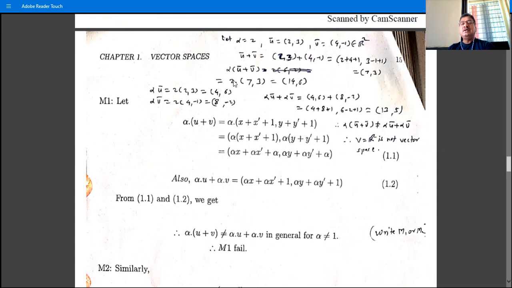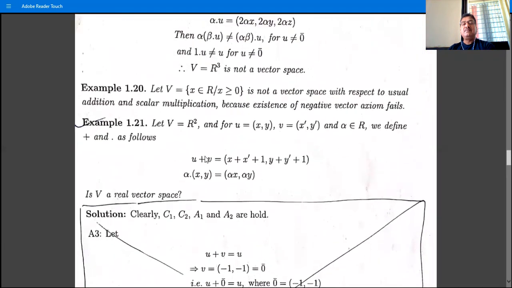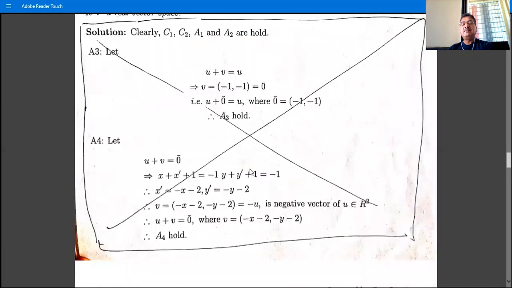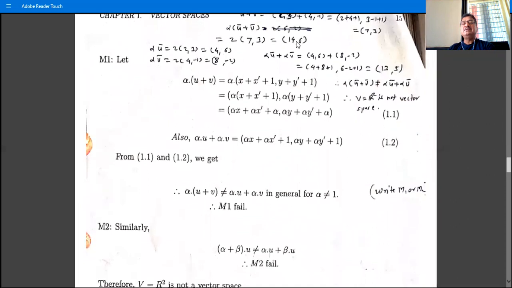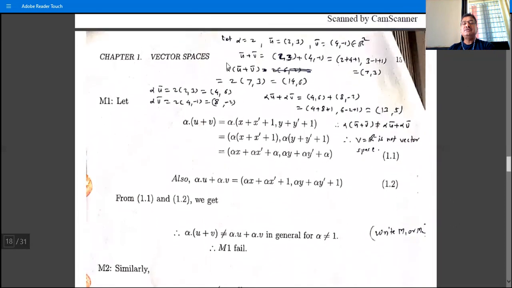And what is alpha into, in bracket, u bar plus v bar? It is 2 times (7, 3), which is (14, 6), because by using this definition, alpha times (x, y) is (alpha x, alpha y). So 2 times (7, 3) is (14, 6). So this is the LHS.